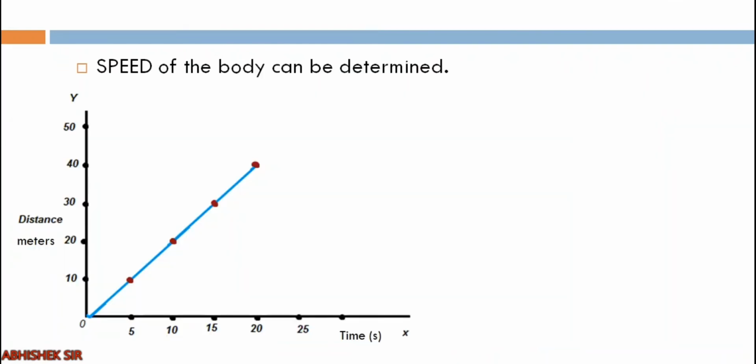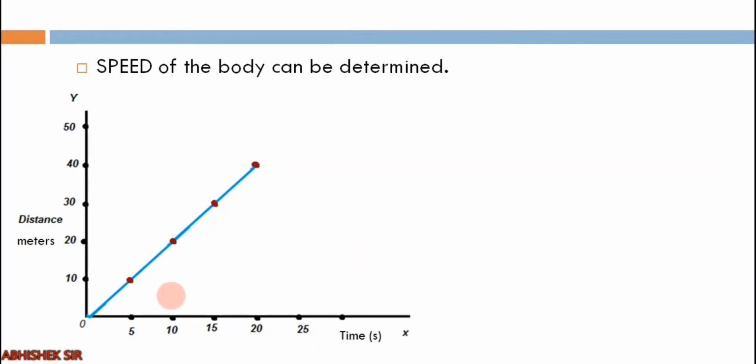Okay, moving on to the next use of the distance versus time graph. We have an advantage that just by looking at the distance versus time graph, you can easily answer a question of speed. If someone asks you to find the speed from a graph, you can easily find the speed of the object just by looking at it.